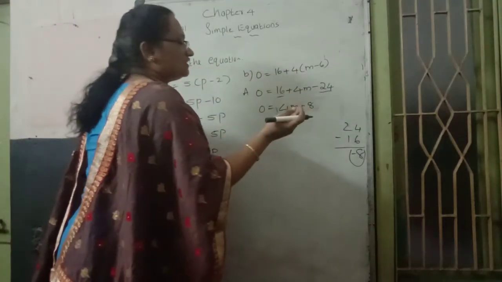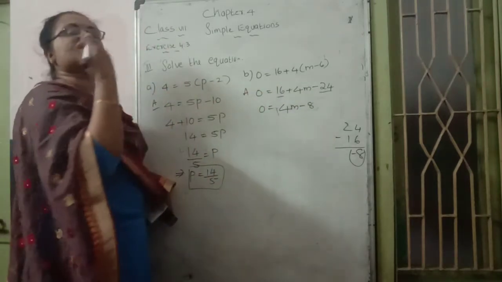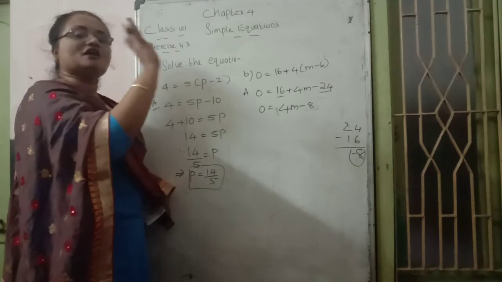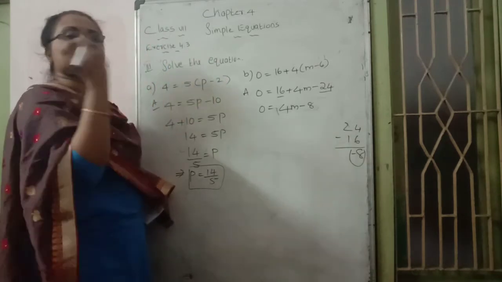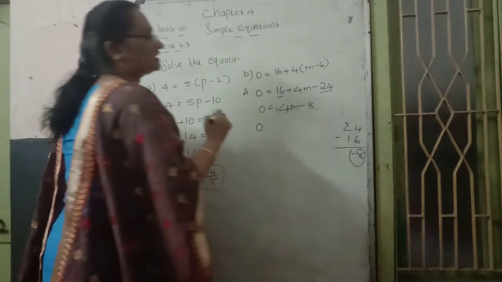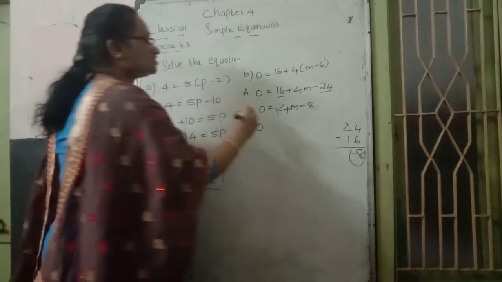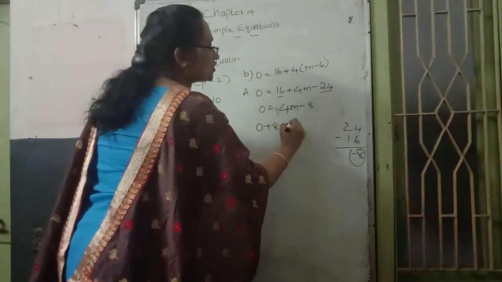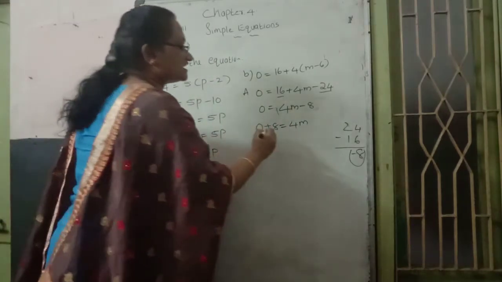Then first we want to find the m value. So minus 8 is sent to the right side. The m term we keep on the right side only. First we send the other constant terms one by one. So 0 is already there on the left side, minus 8 brought to the left side changes to plus 8. On the right side, the 4m term is there.